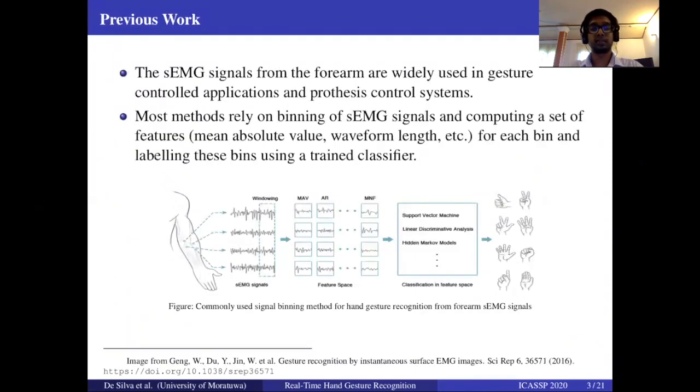The sEMG signals from the forearm are widely used in gesture-controlled applications and prosthesis control systems. Most of these methods rely on binning the sEMG signals and computing a set of features such as mean absolute value, waveform length for each of these bins, and labeling these bins using a trained classifier such as support vector machine, LDA, and hidden Markov models.